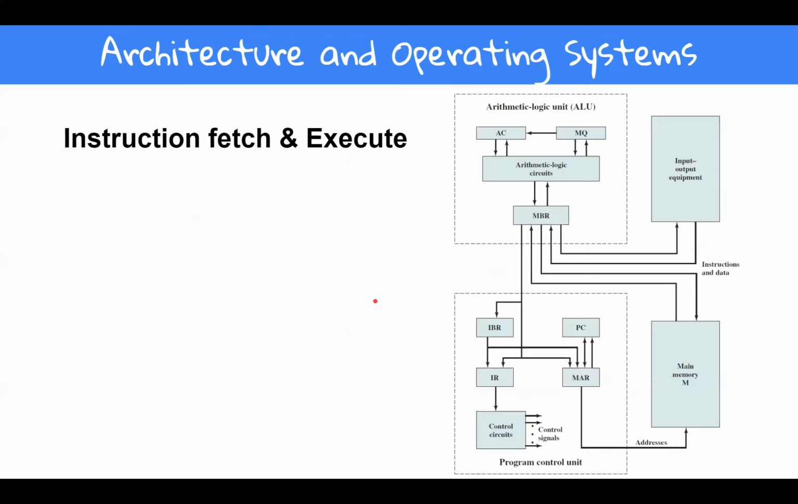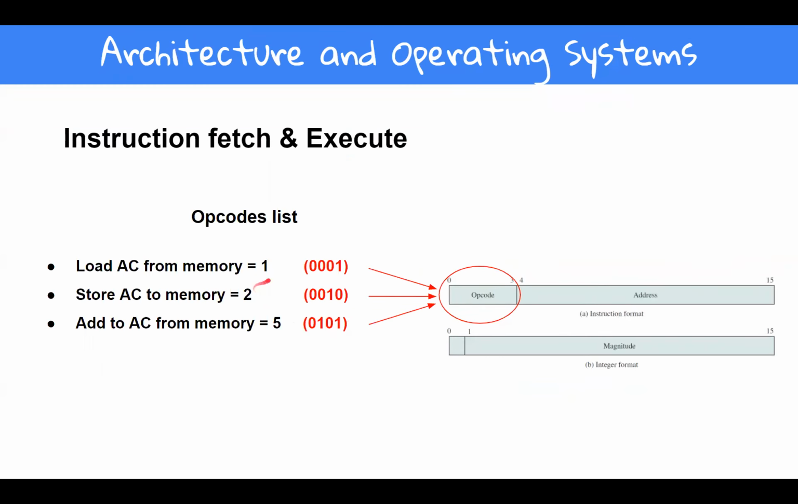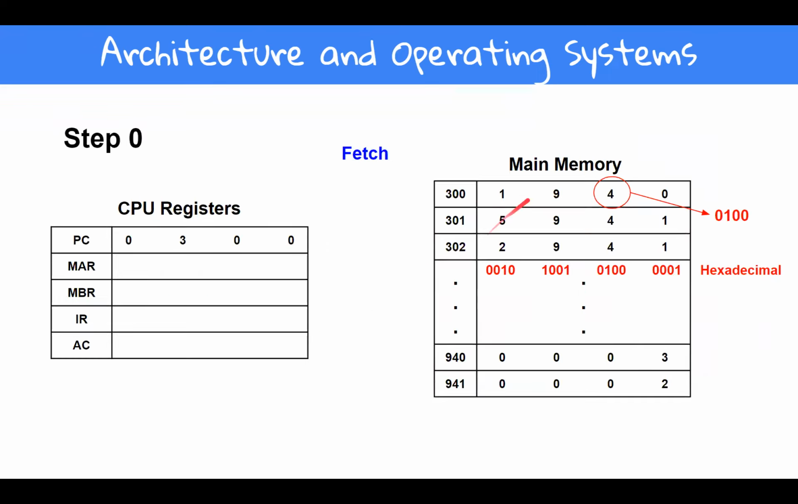We've got the opcode list. There you go, 1 to 5. 1 is loading, 2 is storing, and 5 is adding. There you go, we've got this. And the rest is addresses. So imagine now we want to start. Program counter is set to 300. And now we are in step 0 and we are in the fetching cycle.